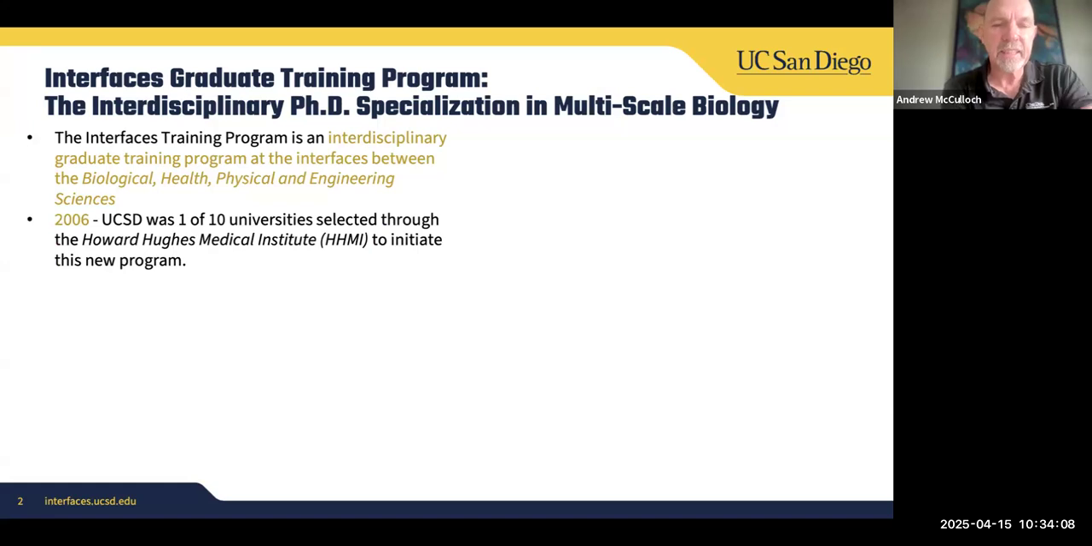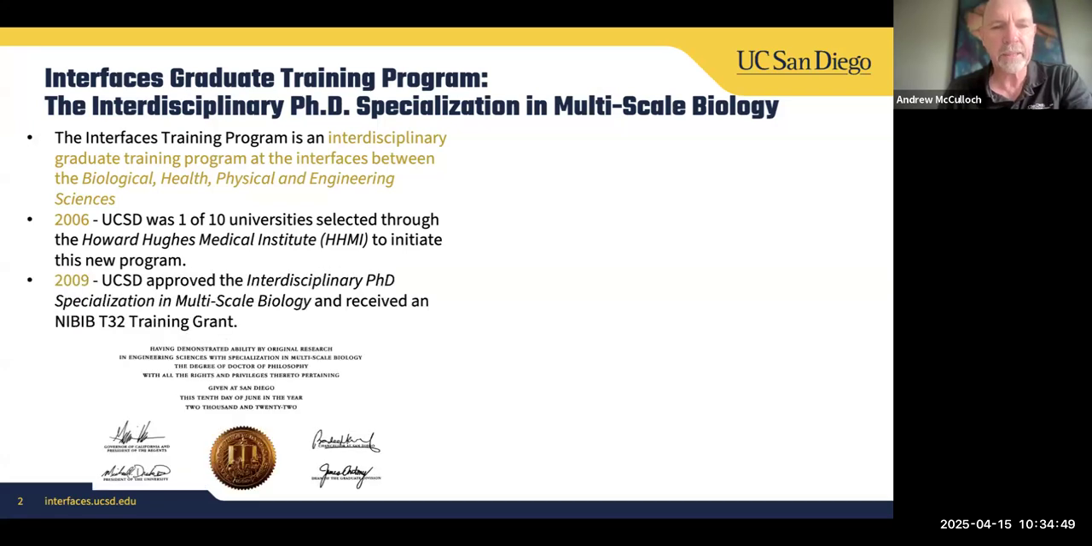We started in 2006 after we received an award from the Howard Hughes Medical Institute to create a new interdisciplinary program. And at UCSD, interdisciplinary programs were not a new idea. We had one of the first neuroscience programs in the country, one of the first biochemistry programs, one of the first bioengineering programs. So interdisciplinary research and graduate training has been built into UCSD since the day it opened. So we really wanted to do something that went beyond just bringing two disciplines together. And that's how we formed this specialization in multiscale biology.